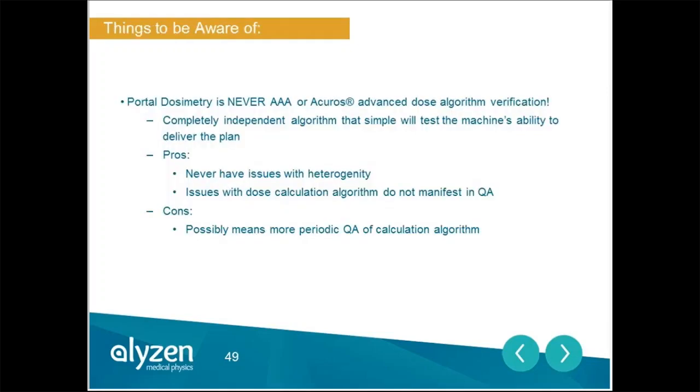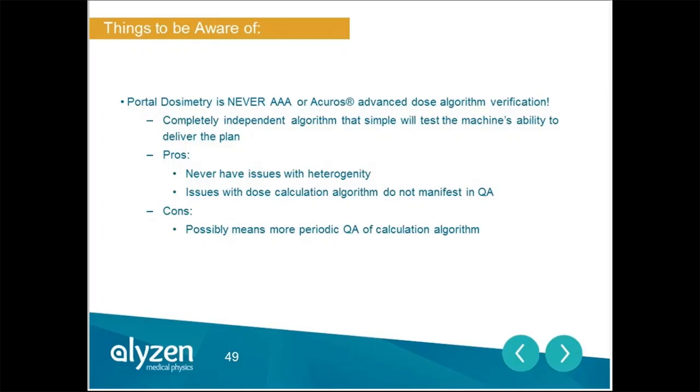So just a few things that wraps up the portal dosimetry commissioning and dialing in the MLC and MLC transmission and DLG, but just be aware that portal dosimetry is never a verification of a dose calculation algorithm. Portal dosimetry is an independent algorithm, and it is simply testing the machine's ability to deliver the plan. You will notice things like if your output on your machine is too high, for example, or if you overmodulate, you will see those, but it is not a dose calculation verification.